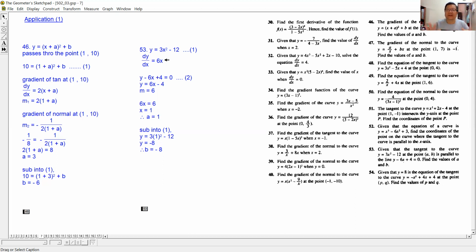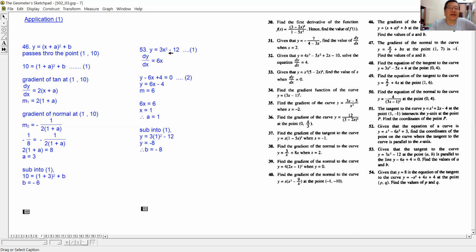Don't just give up, don't try. You have to try. Now to give you the confidence, you try now. So in the actual exam, even if you don't know the question, you just write out whatever you know: gradient, dy dx, substitute in point, substitute this, substitute that, you will get some marks, right?